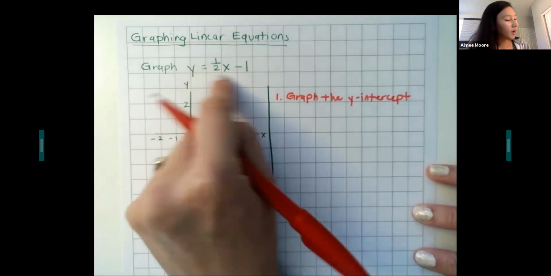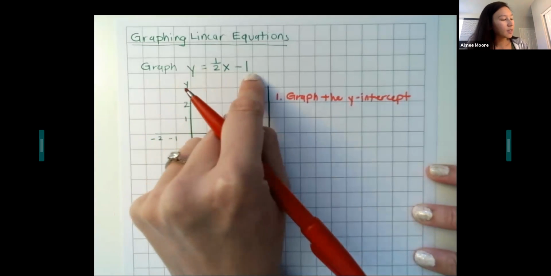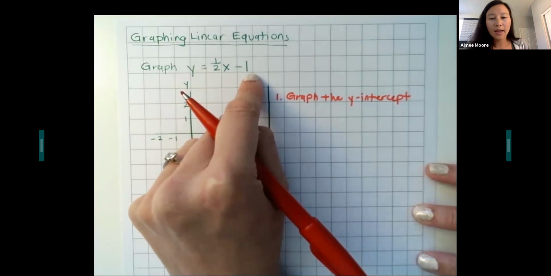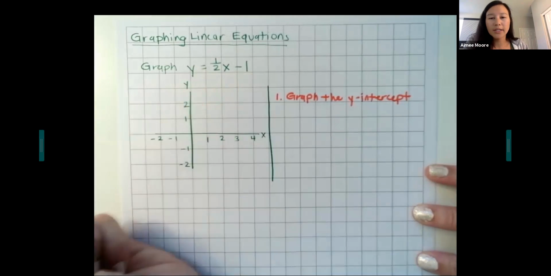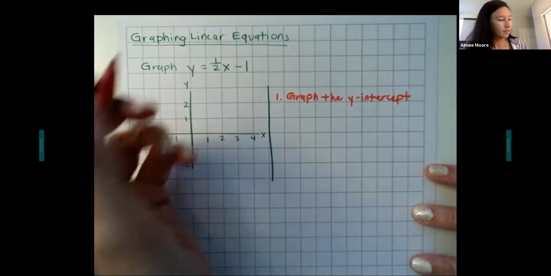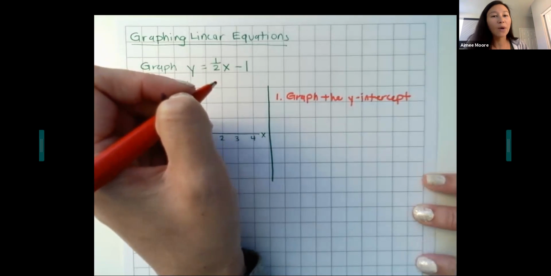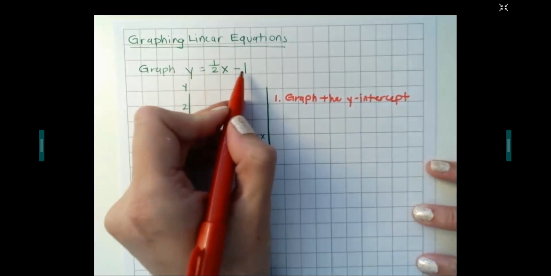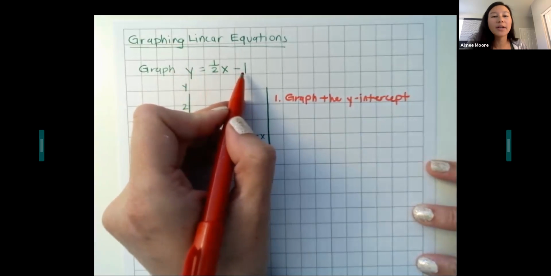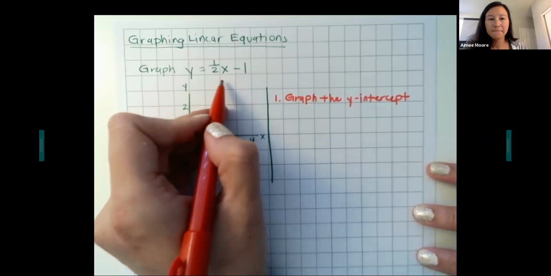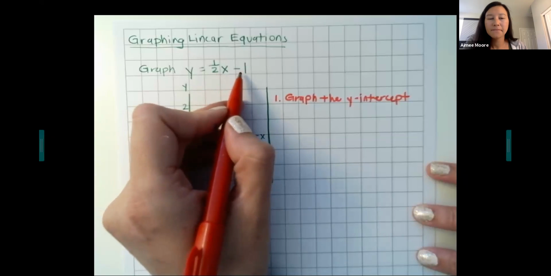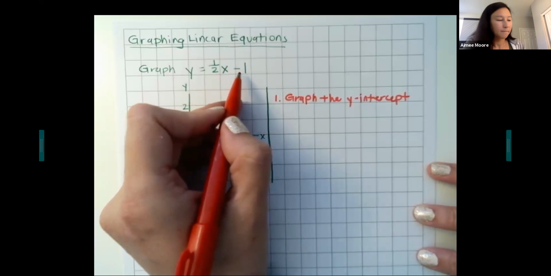So remember, y equals 1/2 x minus 1. What number in that equation tells us the y-intercept? Can you repeat that again? Yeah, which is it, the 1/2 or the -1? Which one tells us the y-intercept? I don't understand what you meant by that.